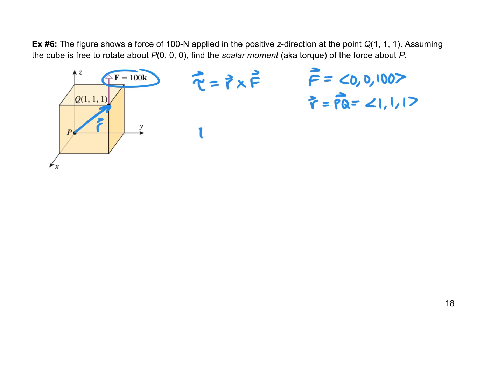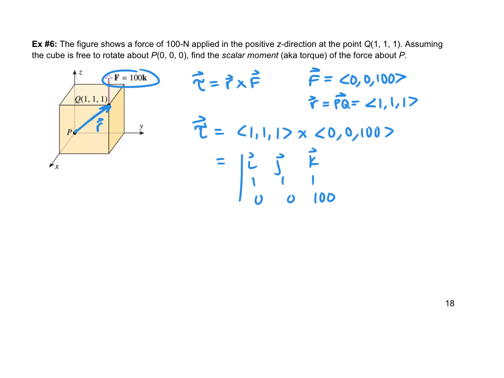So what we're looking then for this torque is we are going to take that 1, 1, 1, and we are going to cross it with 0, 0, 100. So we have our i, j, k, 1, 1, 1, 0, 0, 100. Again, for time's sake, if you trust me, that gives us the vector 100, -100, and 0.